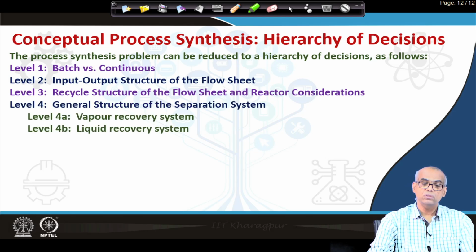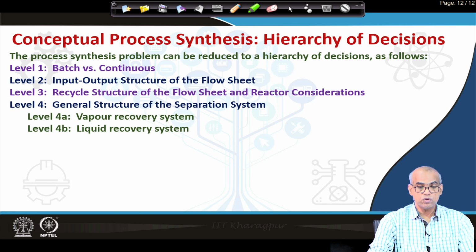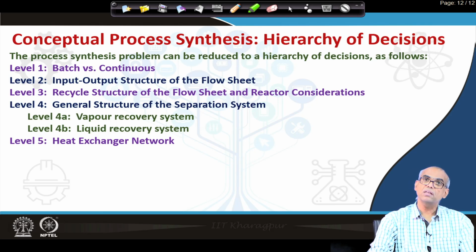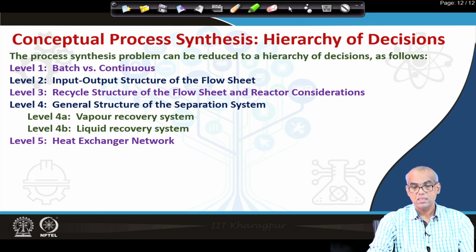In level 4, we will consider the general structure of the separation system. First, we will talk about the vapor recovery system, then we will take a decision about the liquid recovery system. And at the final level, that is the 5th level, we can decide on the heat exchanger network. So, this is the hierarchy of decisions that can be followed to develop a process flow sheet through a hierarchical approach.